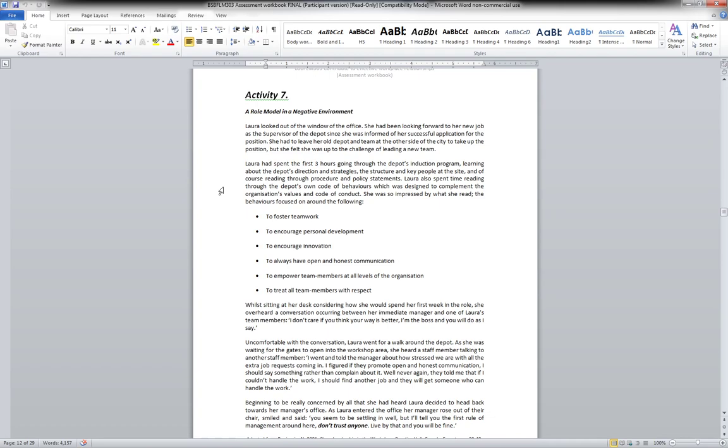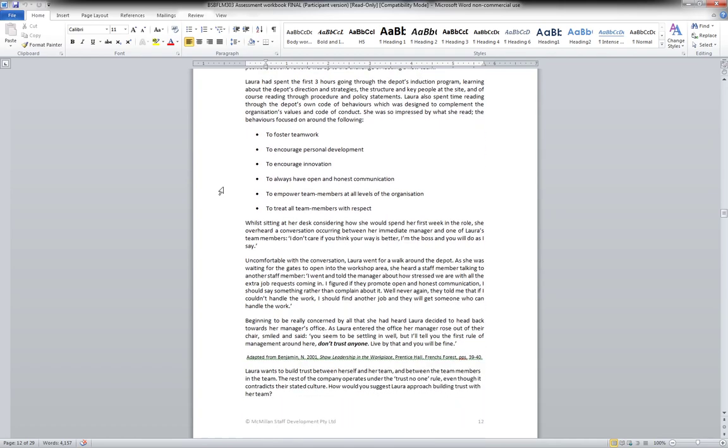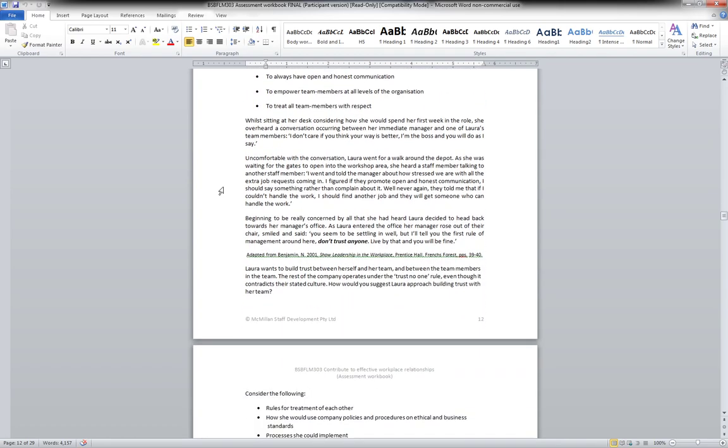The behaviours focused on the following: to foster teamwork, to encourage personal development, to encourage innovation, to always have open and honest communication, to empower team members at all levels of the organisation, to treat all team members with respect. Whilst sitting at her desk, considering how she would spend her first week in the role, she overheard a conversation occurring between her immediate manager and one of Laura's team members.